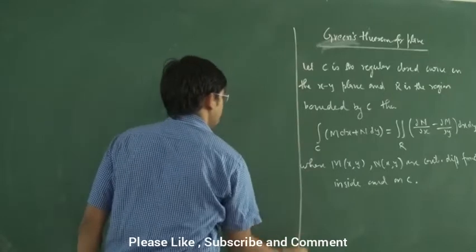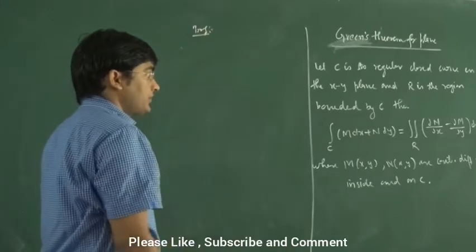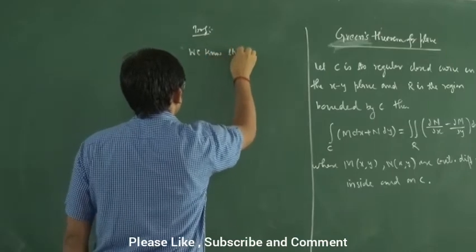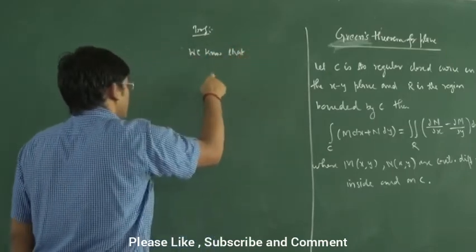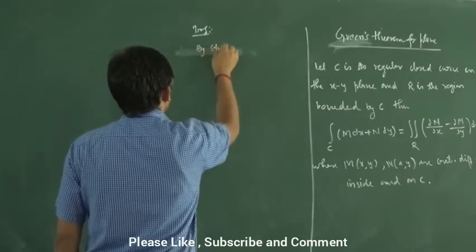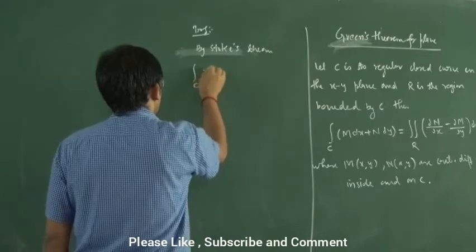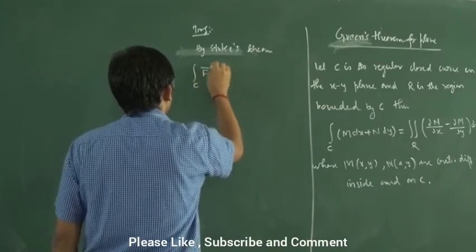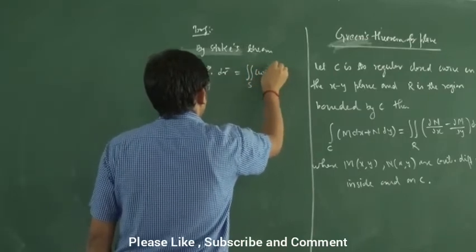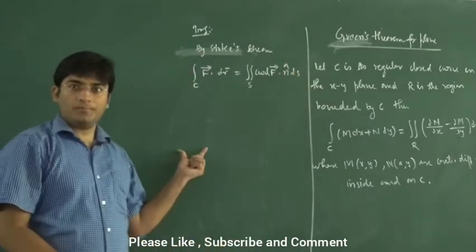So, proof. We know that by Stokes theorem, the line integral over C of F dot dr is equal to the surface integral of curl F dot n ds. This is your Stokes theorem.